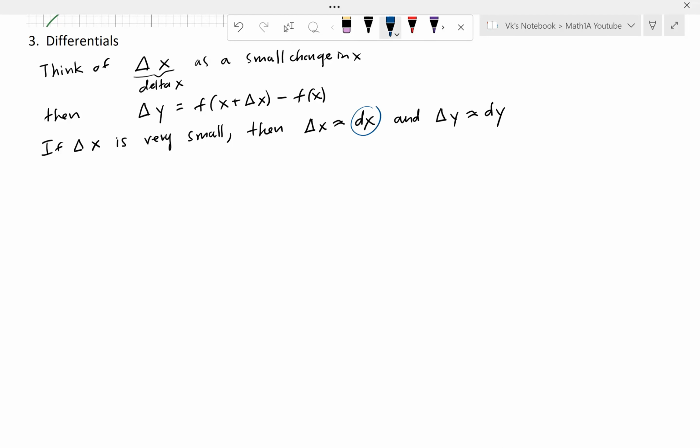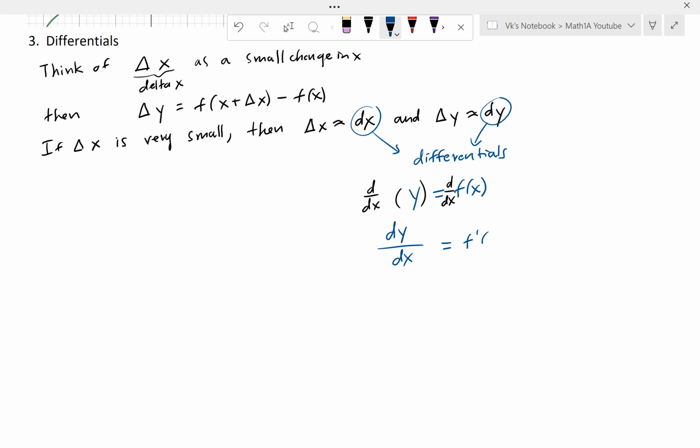The dx and dy, we call them differentials. And we can quickly get them by looking at the function y equal f(x). Now take the derivative of both sides with respect to x. We have dy over dx equal to f prime of x. So dy is f prime of x dx.